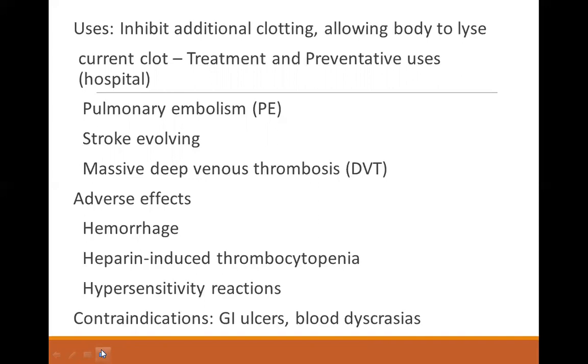Then adverse effects: as it dissolves blood clots, this can cause hemorrhage, so it's a risk and we have to monitor that carefully. Then heparin-induced thrombocytopenia, and hypersensitivity reactions in some people, as it is from a biological source. Then contraindications: GI ulcers and blood dyscrasias are the main contraindications.